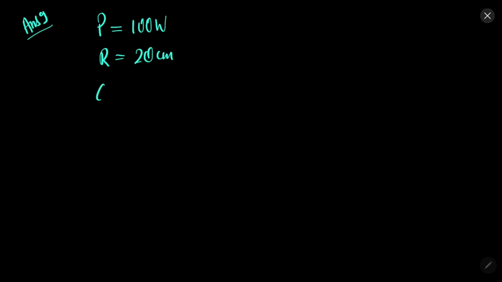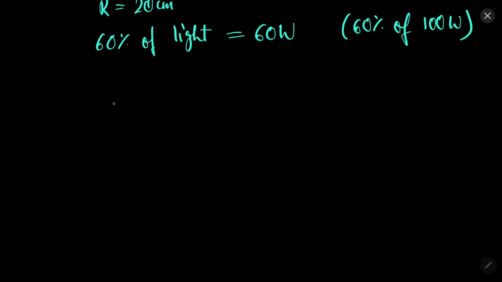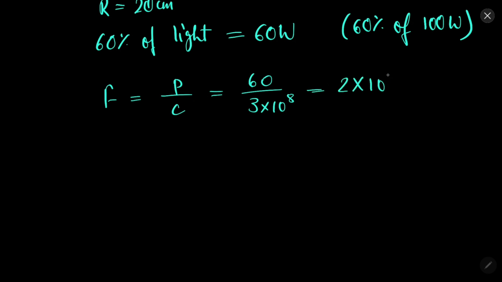Now 60% of the light is converted. So 60% of 100 watt will be 60 watt. Now force will be power over velocity, 60 over 3 into 10 to the power 8. So 2 into 10 to the power minus 7 Newton.